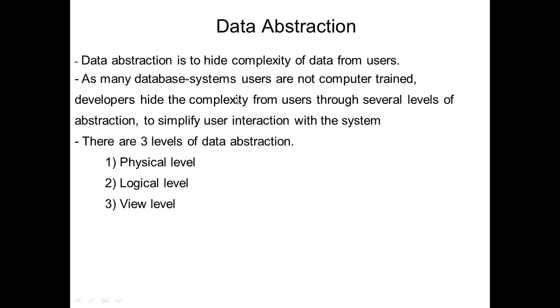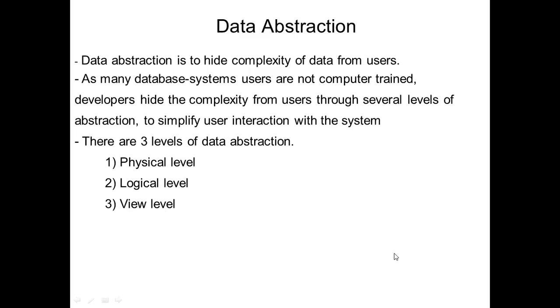As many database system users are not computer trained, developers hide the complexity from the users through different levels. And these levels are developed just for simplifying the user interaction with the system. There are basically three levels of data abstraction. First one is physical level, second one is logical level, and third one is view level.